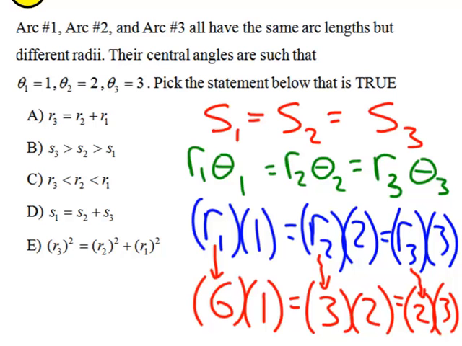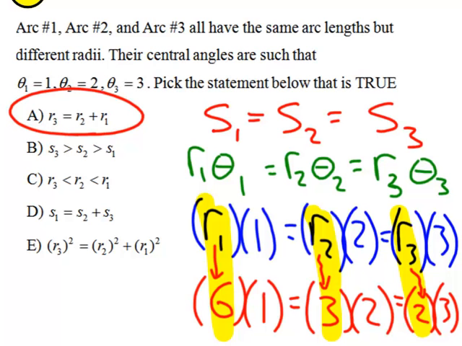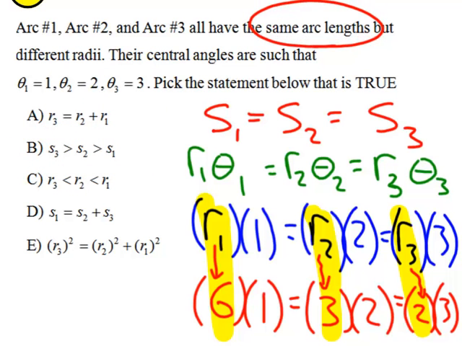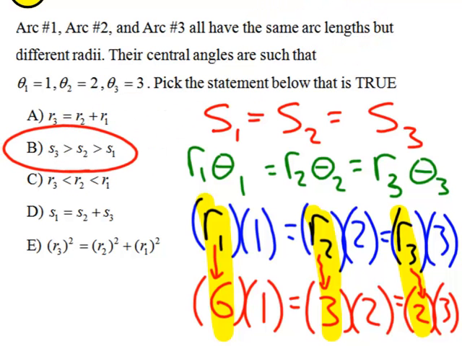So let's look at what we've got here. R1 is 6, R2 is 3, and R3 is 2. Let's look at the equations we are offered here. Does R3 equal R2 plus R1? Certainly does not. In fact, R3 is the smallest of the three. This is just wrong based on the premise of this problem. All of these are to have the same arc length, so that is immediately wrong right there. One should not be bigger than the other.